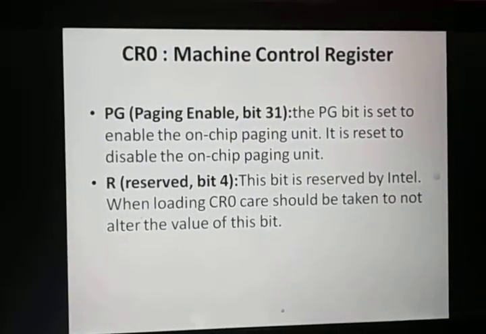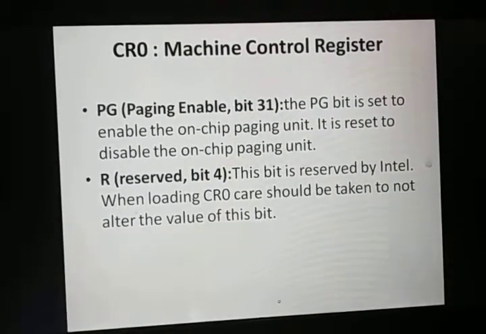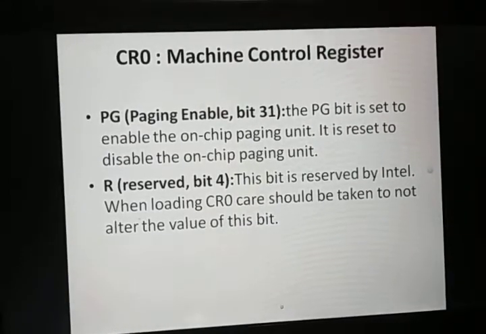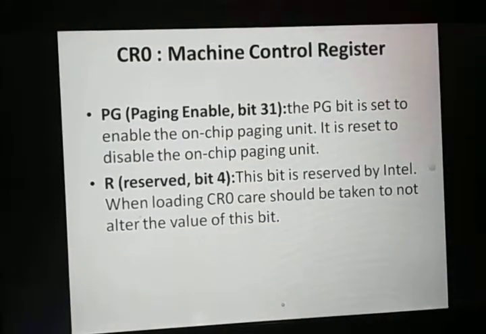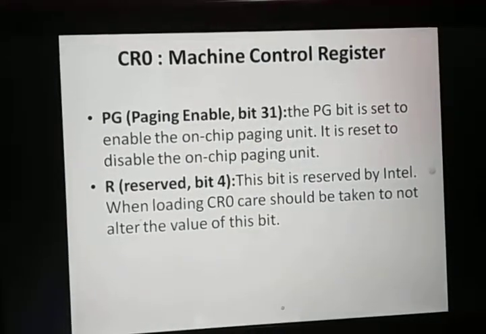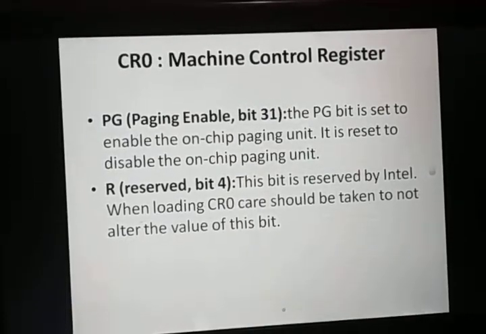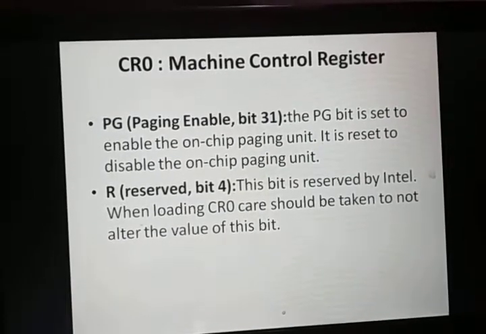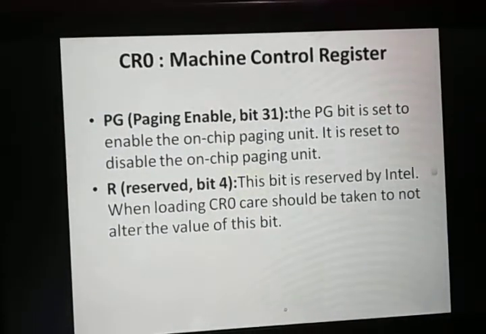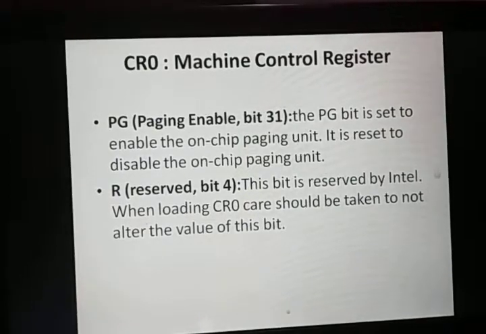Then the PG bit, the paging enable bit. This is your 31st bit. The PG bit is set to enable the on-chip paging unit. It is reset to disable the on-chip paging unit. This is an important bit in the address translation mechanism. We have discussed the address translation mechanism in previous lectures also. In the address translation mechanism, we divide it into two parts, segment translation and page translation. The segment translation part is compulsory, but the page translation part is optional, and that depends on the PG bit.